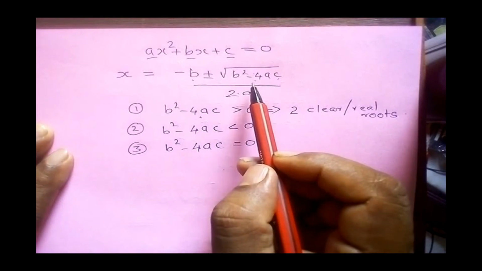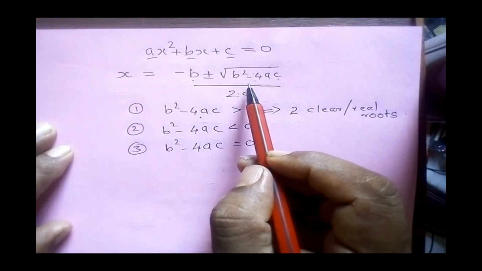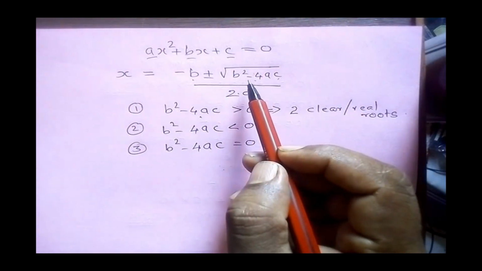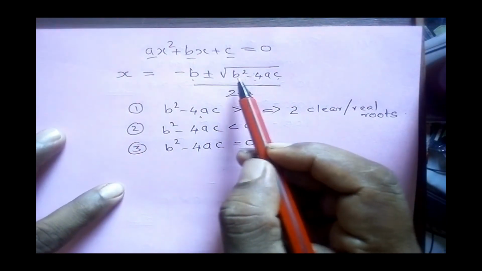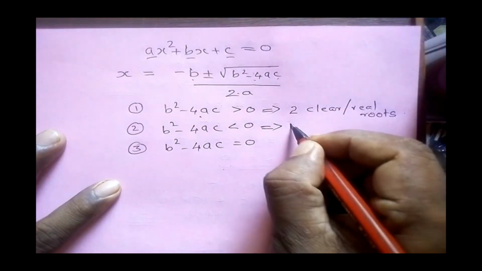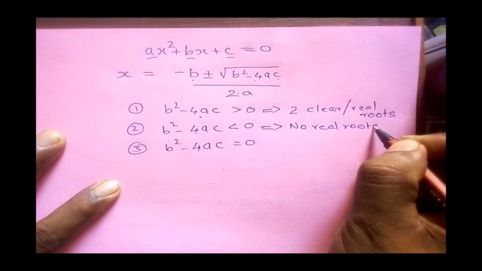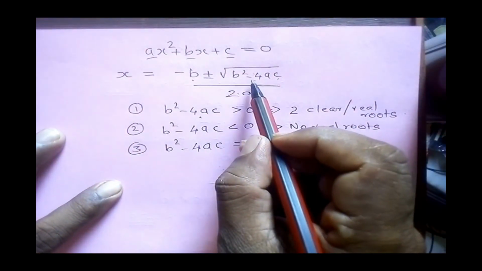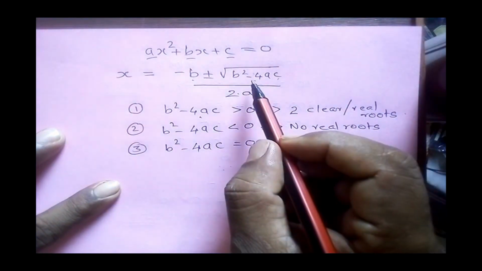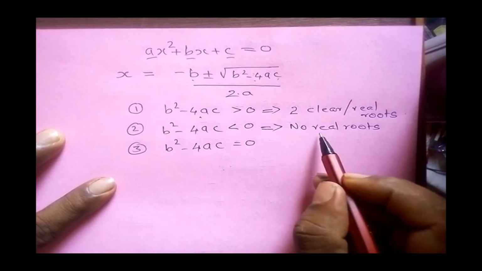What about this b square minus 4ac if it is less than 0? Whatever is inside this square root is a negative value, and the square root of a negative value is an imaginary value. That means there are no real roots, but the roots will be imaginary. For the time being, we are not going to discuss imaginary roots. We will say that the roots do not exist in real.